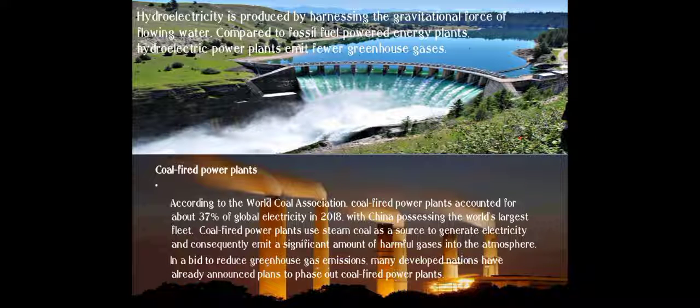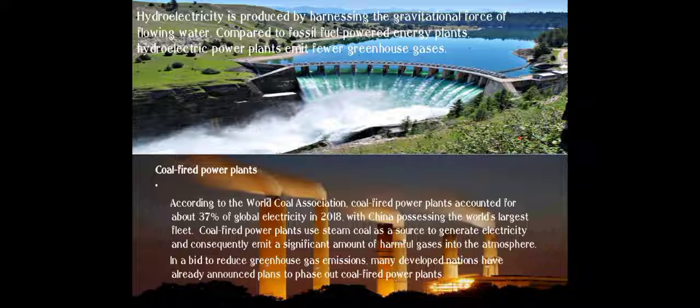Second is the hydroelectric power plants. Hydroelectricity is produced by harnessing the gravitational force of flowing water. Compared to fossil fuel-powered energy plants, hydroelectric power plants emit fewer greenhouse gases.